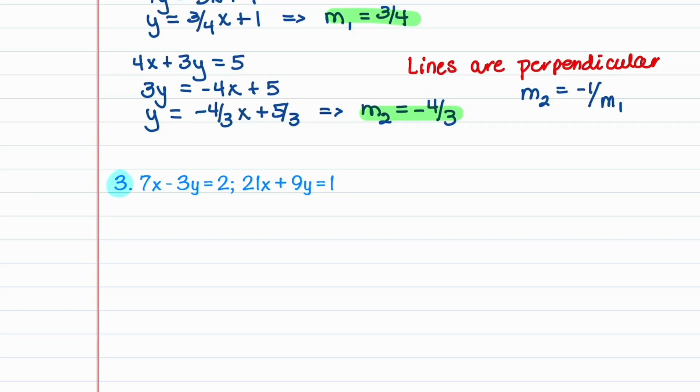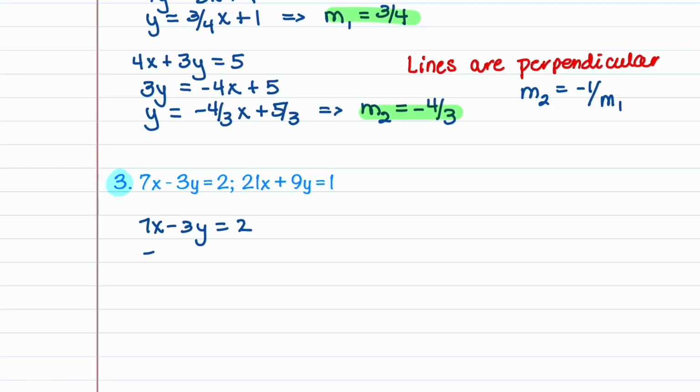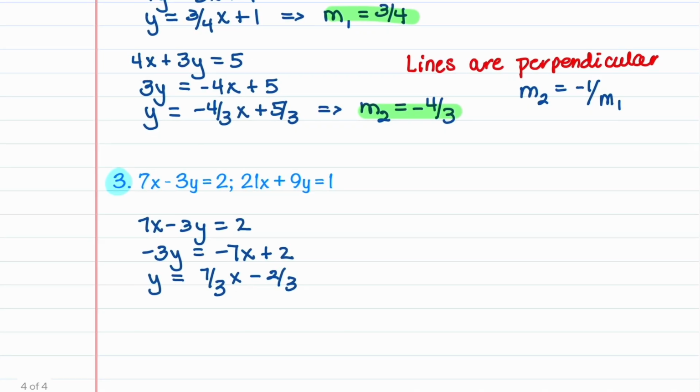Let's now look at our last example. You might want to pause the video and see if you can do this one on your own. We're going to start with our first equation. 7x minus 3y is equal to 2. We're going to solve for y, so let's pull the 7x to the right. That gives us minus 3y is minus 7x plus 2. Now let's divide each side by minus 3. We have then y is equal to 7/3 x minus 2/3. Notice that the negatives cancel. So the slope of our first line is equal to 7/3.